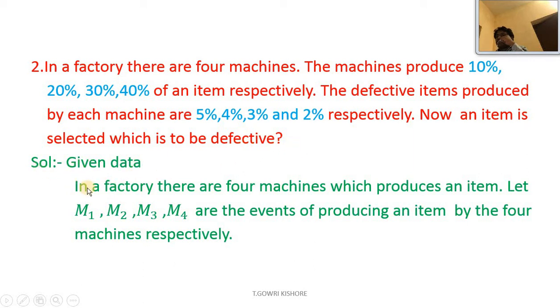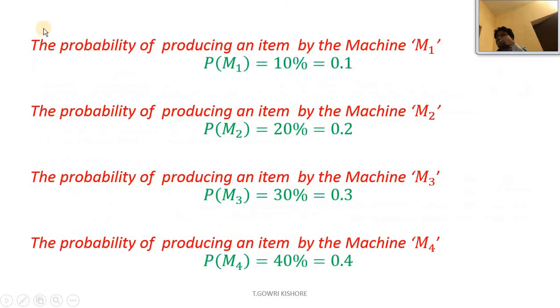So solution, given data. In a factory there are 4 machines which produce an item. Let M1, M2, M3, M4 be the events of producing an item by the 4 machines respectively. The probability of producing an item by the machine M1, that is probability of M1 equal to 10%, that is equal to 0.1. The probability of getting a product from the machine M2 equal to 20%, therefore 0.2.